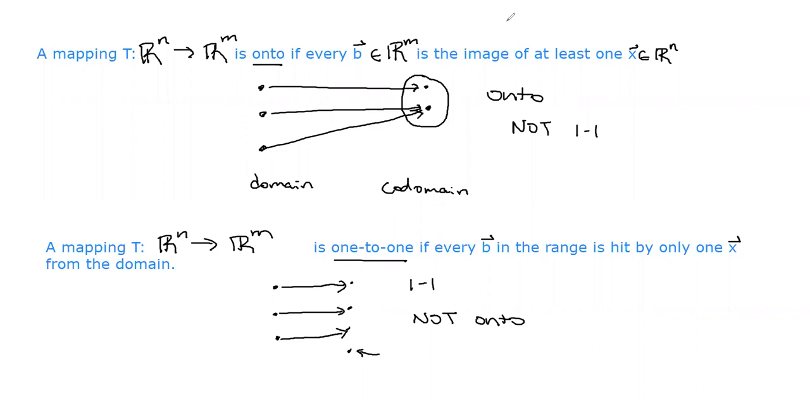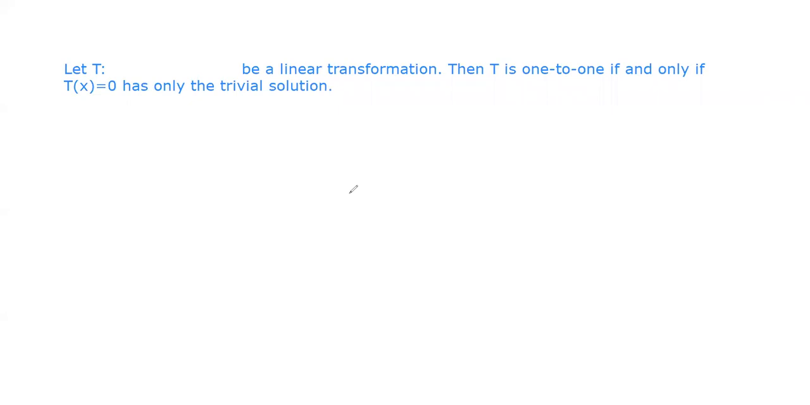Now, given these definitions, we have some very easy ways to tell if our transformations are one-to-one and onto. So our first one is if we have a linear transformation and we know it's linear, then our transformation is going to be one-to-one if and only if T of x equals 0 has only the trivial solution. So again, we're going from Rn to Rm, it's linear, and it's one-to-one if and only if when we plug in 0, it's only getting hit by 0, it's not getting hit by anything else.